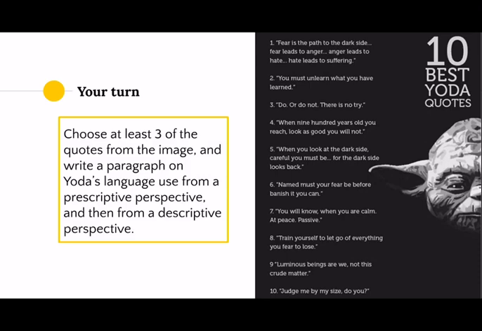All right, so for this task, you need to choose at least 3 of the quotes from the image and write a paragraph on Yoda's language use from a prescriptive perspective and then from a descriptive perspective. Once you've done that, you need to make sure that you add both of those concepts, so prescriptivism and descriptivism, into your notes and your scrapbook.